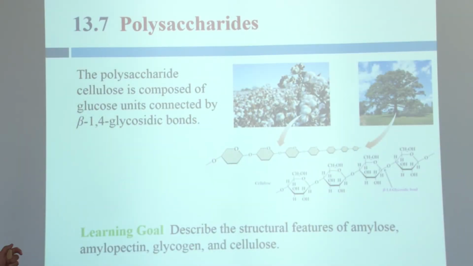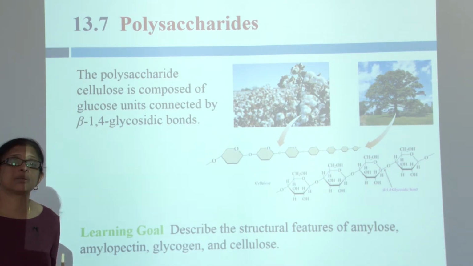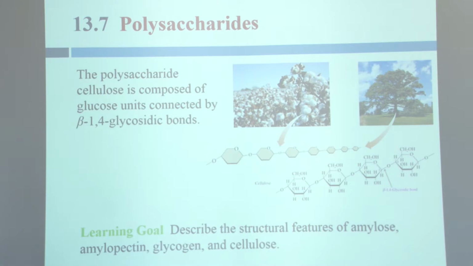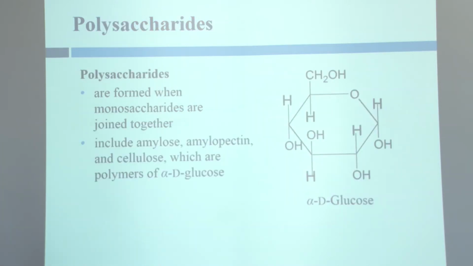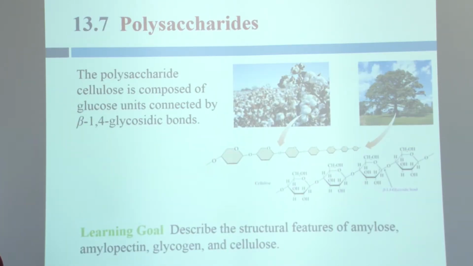Okay. So finally, in this, we are discussing polysaccharides, and this is unit 13.7, and then we are going to look at some worked out examples in the next unit. So polysaccharides by definition are made up of multiple monosaccharide units. And cellulose is a polysaccharide. Here we are talking about cellulose, and cellulose is composed of beta-1,4 glycosidic bonds.